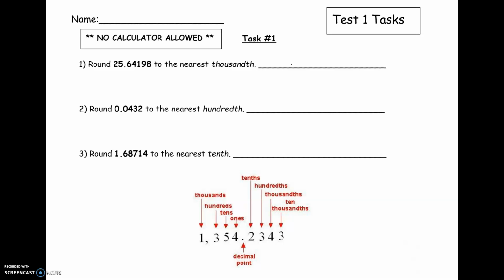Alright. So in today's lesson, we'll be doing test 1. We're going to start this off by rounding decimals. Question number 1. Round 25.64198 to the nearest thousandth.